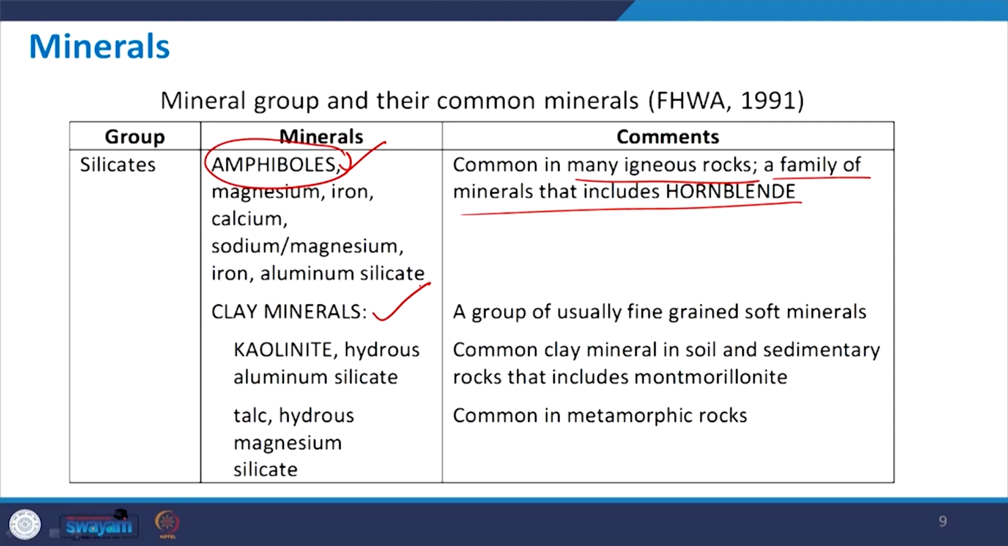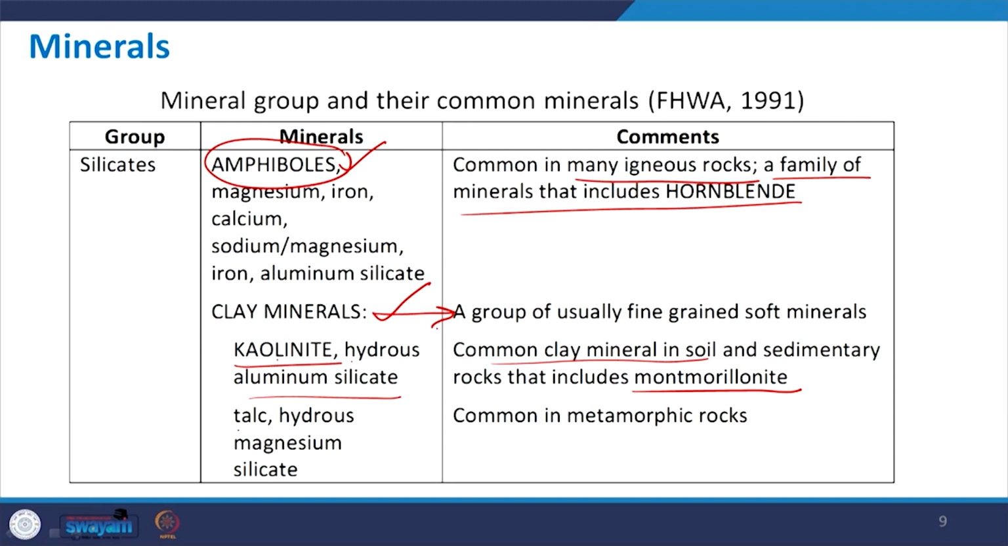Okay. Now, coming to the next category of minerals, which is the clay minerals. You must have heard about it, because in your soil mechanics class you must have heard about kaolinite, illite and montmorillonite. What are these? These are clay minerals. The first one is kaolinite, which is hydrous aluminum silicate. When we talk about clay minerals, it is a group of usually fine grained soft minerals. Kaolinite is the common clay mineral in soil and sedimentary rocks, which include the montmorillonite.